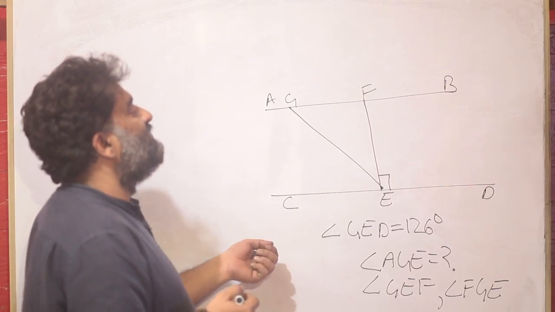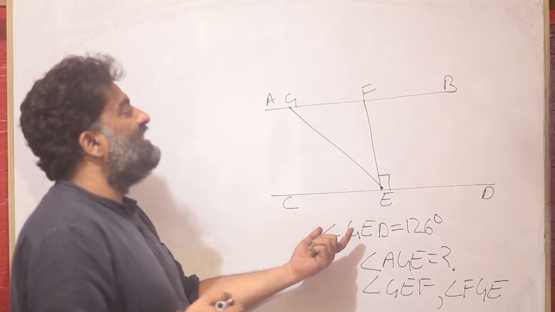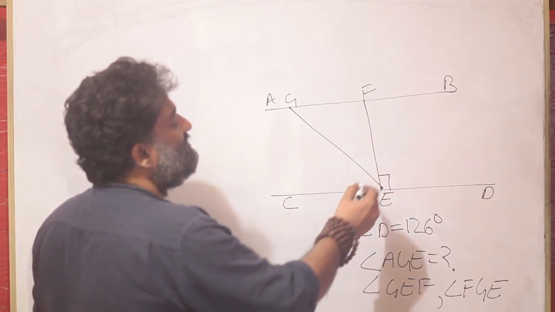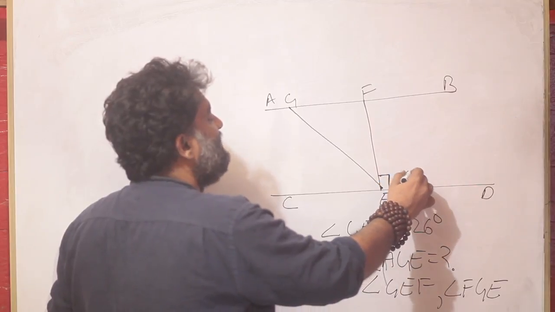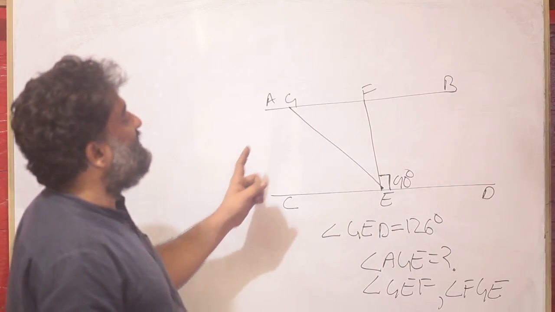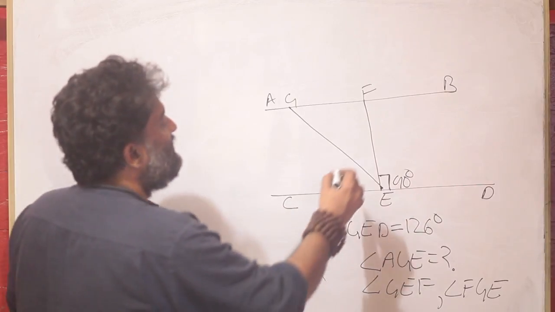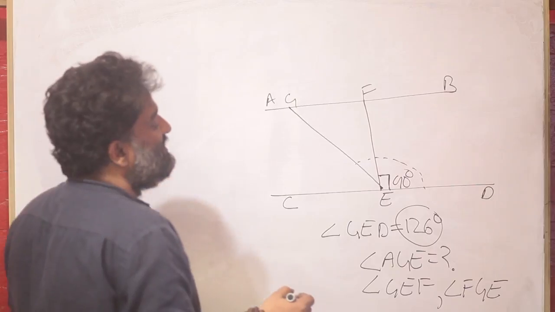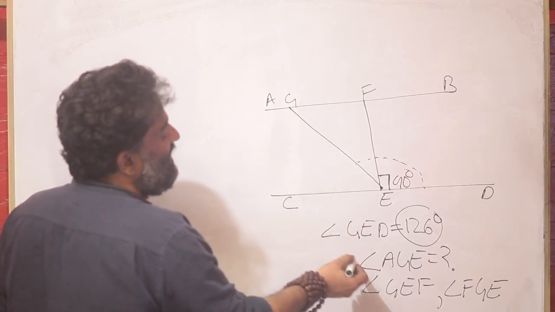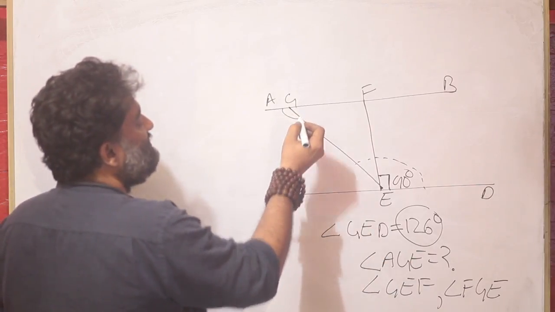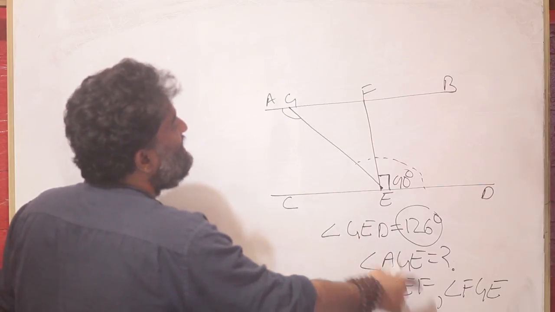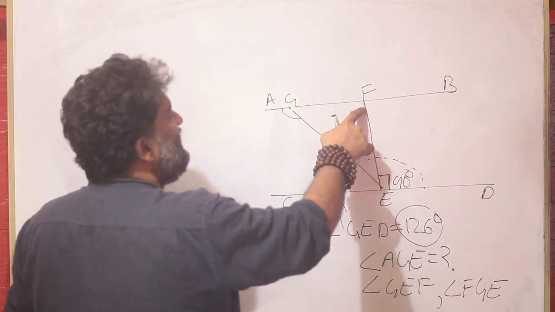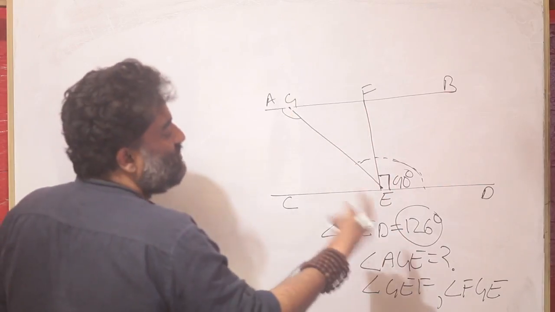So this was the story given to us. Lines AB and CD are parallel to each other and EF is perpendicular to CD. Perpendicular means it creates an angle of 90 degree. And it was given to me that angle GED, this angle, is 126 degrees. And the question was, what is the value of angle AGE? That means this angle. What is the value of angle GEF? GEF. And what is the value of angle FGE? FGE. So let's get started.